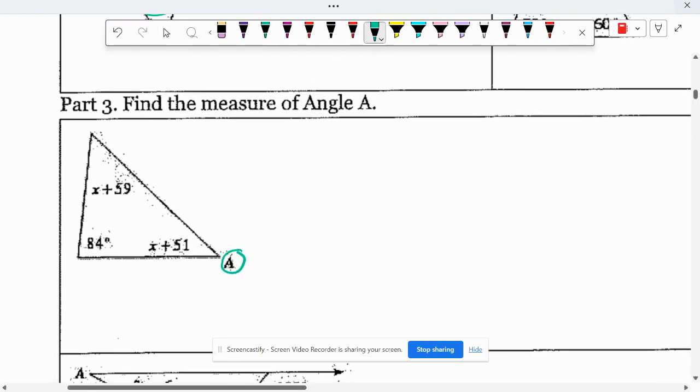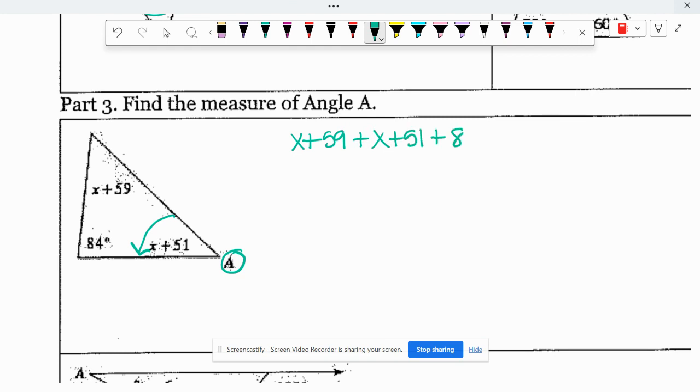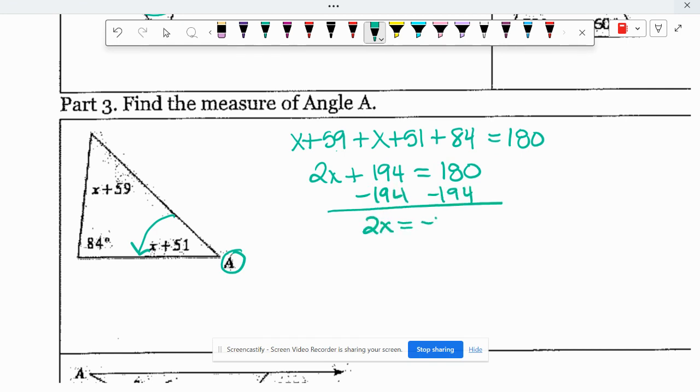Okay, we're going to do much like that again. We're trying to find the measure of angle A. That's this angle right here. So x plus 59 plus x plus 51 plus 84 equals 180. Let's see, 50 and 50 is 100, plus 10 is 110, so 194. So I have 2x plus 194 equals 180. When I subtract 194 from both sides, 2x equals negative 14. Divide both sides by 2, and I find out x equals negative 7.